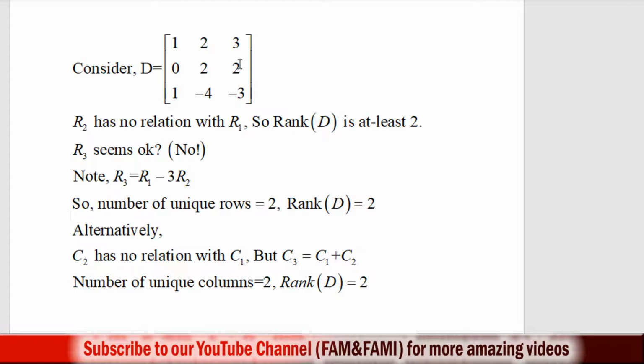Yes, you are right. There exists a relation, and the relation is R1 minus 3 times R2. This gives you the elements in R3. So multiply row 2 by 3 and subtract the resultant number from row 1. So multiply this 0 by 3. The answer is 0. So subtract 0 from 1, you get this 1.